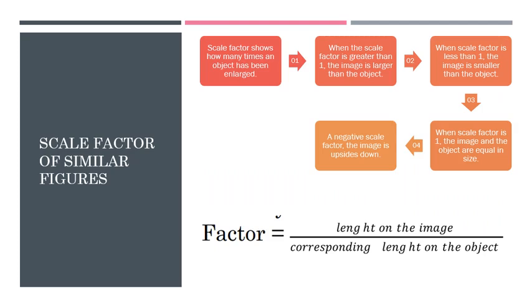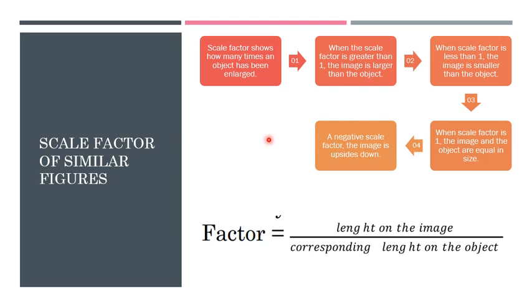So tikamakamba the scale factor of similar figures tikutanthauza chani. When we talk of a scale factor, it shows how many times an object has been enlarged. Kodi chinthu chathu tachigulitsa kangati, kawiri, kamodzi, ka 4, something like that. Okay, so it's just a figure that you use to multiply a certain figure to get the final product. So scale factor shows how many times an object has been enlarged, and when the scale factor is greater than 1, the image is larger than the object.